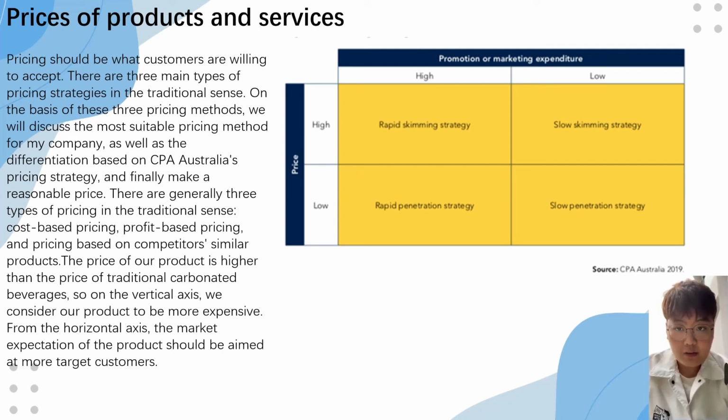There are generally three types of pricing in the traditional theories: cost-based pricing, profit-based pricing, and pricing based on competitors' similar products. The price of our products is higher than the price of traditional carbonated beverages, so on the vertical axis we consider our product to be more expensive. From the horizontal axis, the market expectation of the product should be aimed at more target customers.